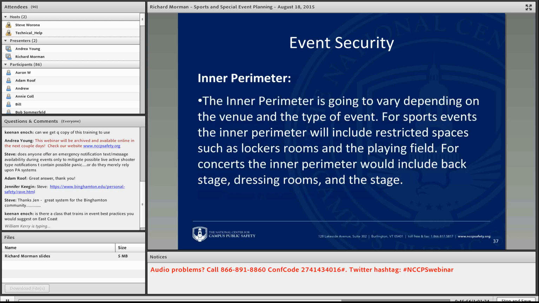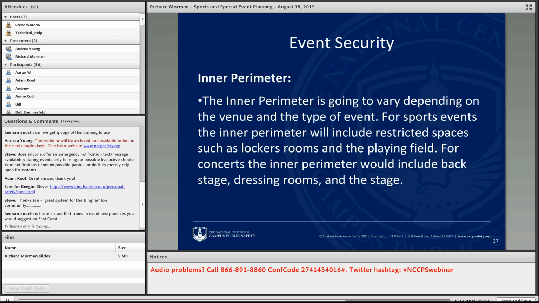Now talk about the inner perimeter. This will vary depending on the type of the venue and the type of the event. So let's talk about a sports event here for a minute. That inner perimeter really is going to be some restricted space, such as a locker room, the field of play, obviously, whether it be a field or a court. For concerts, the inner perimeter may be a backstage or a dressing room and a stage.